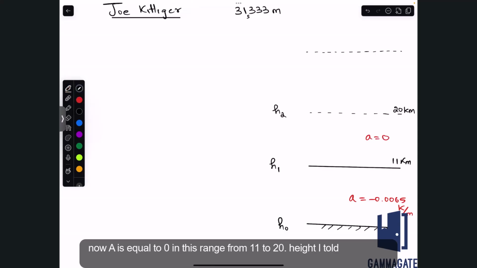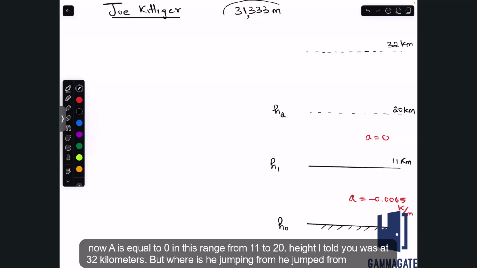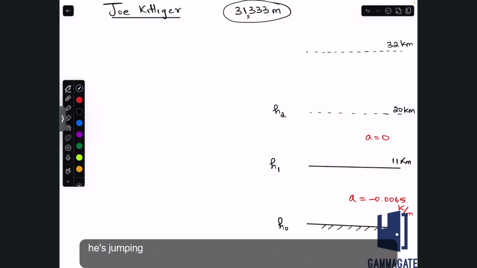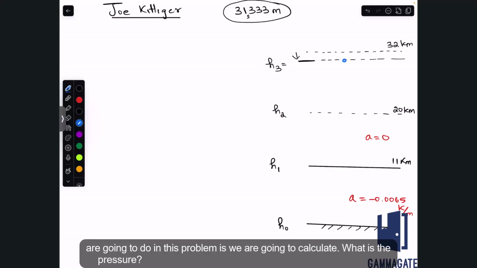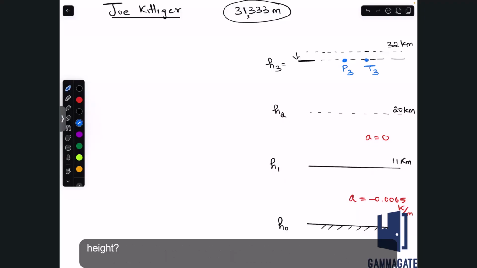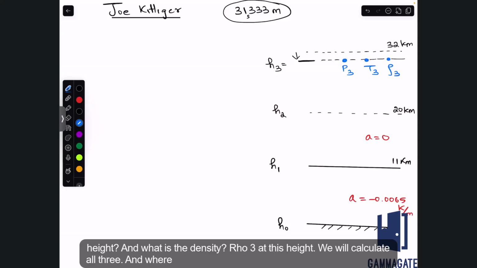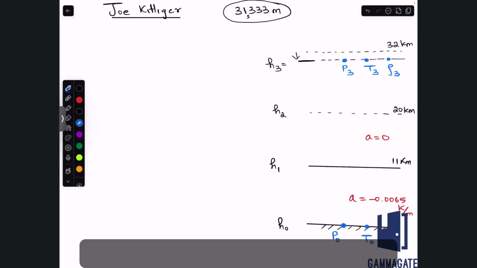The next height I told you was at 32 kilometers. But where is he jumping from? He jumped from 31,333. So he's jumping slightly below that height. Let me call that height H3. What we are going to do in this problem is calculate the pressure P3 at this height, the temperature T3 at this height, and the density rho 3 at this height. We will calculate all three. And where are we starting from? We are starting from P naught, T naught and rho naught. And these values we already have.